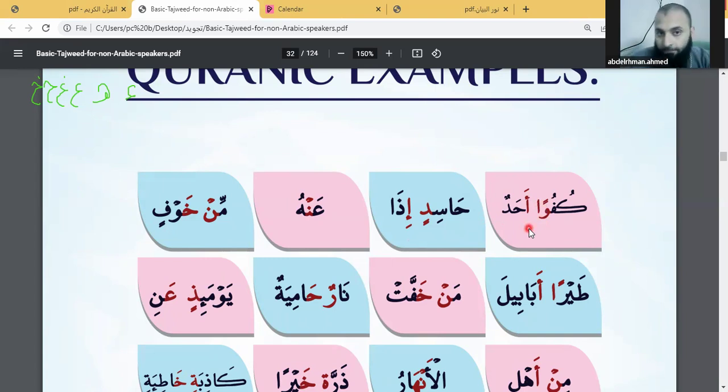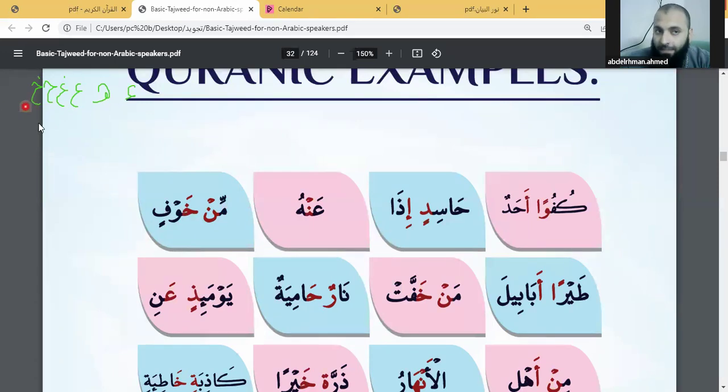Kufuwan ahada. Here I have noon sukun followed by ha. Is ha one of the clarity letters? Yes, hamza, ha. So I should read the noon clear: anhu. Here I have noon followed by kha, also one of the clarity letters. So min khawf. And by the way, this is kasra, not fatha.